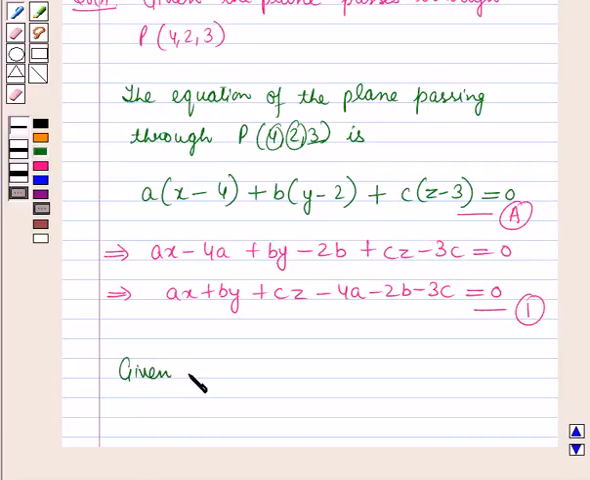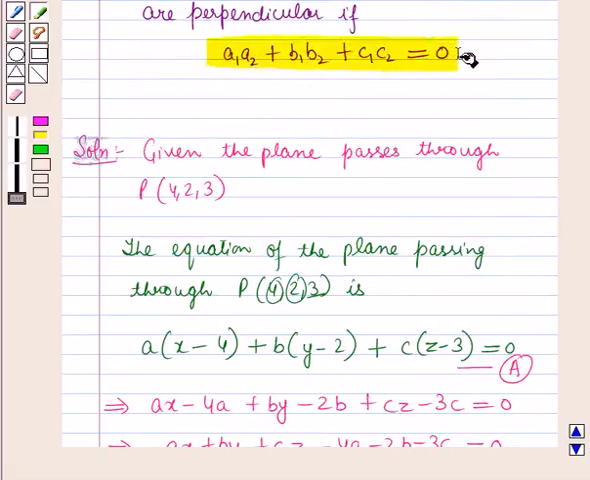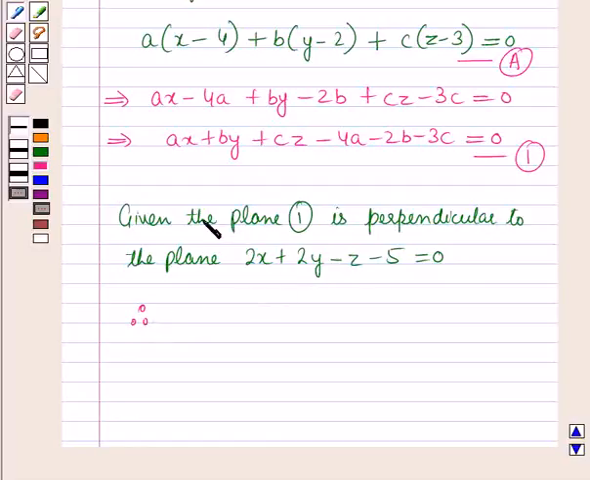Now given that the plane which is given by equation number 1 is perpendicular to the plane whose equation is given as 2x plus 2y minus z minus 5 is equal to 0. So using the condition of perpendicularity, we have, if these two planes are perpendicular to each other, therefore a1 into a2, that is 2a, plus b1 into b2, that is plus 2b, plus c1 into c2, that is c into minus 1, that will be minus c, is equal to 0.